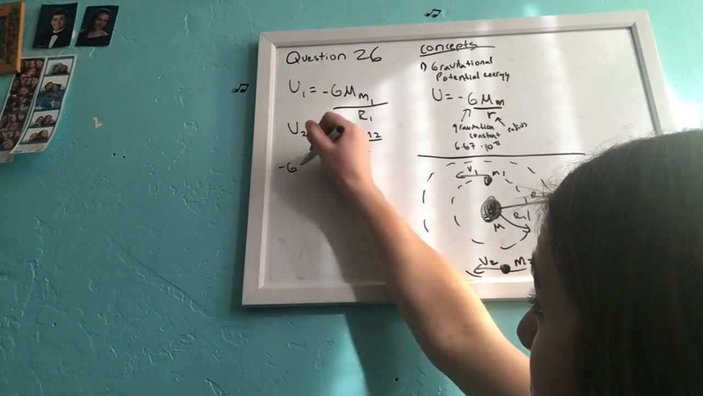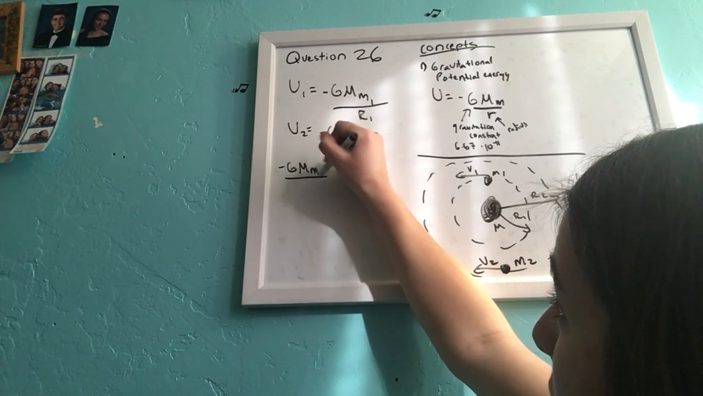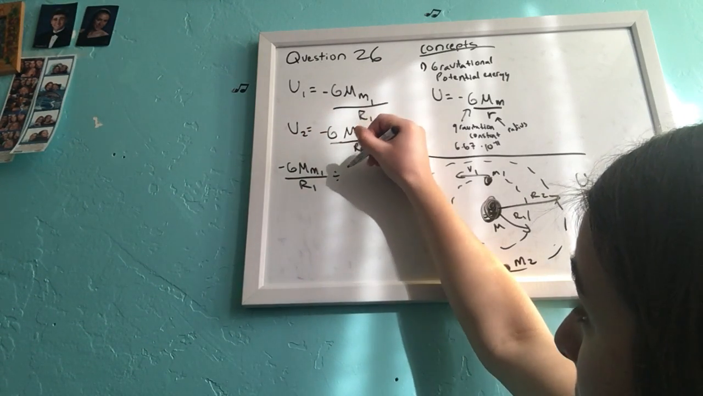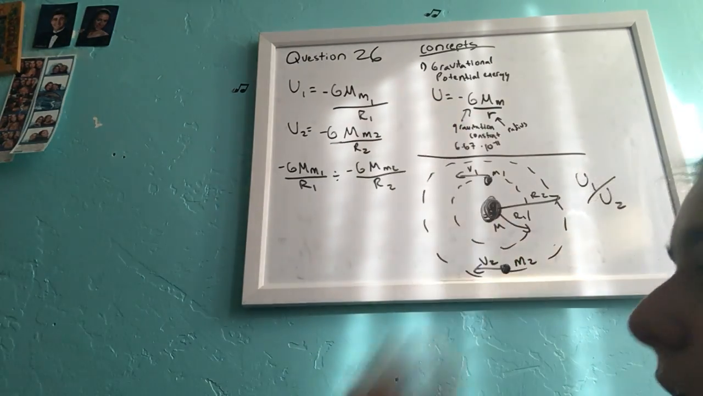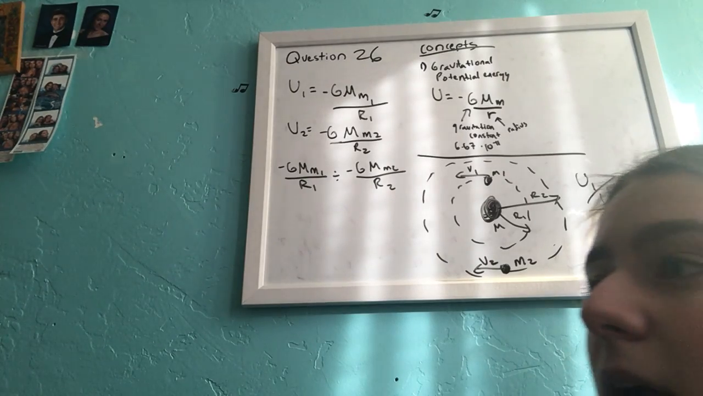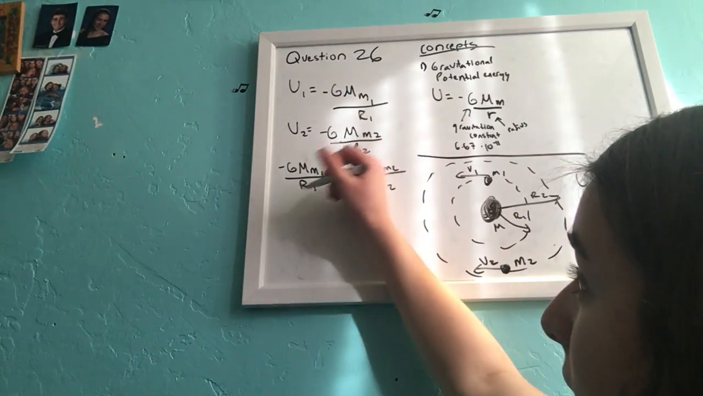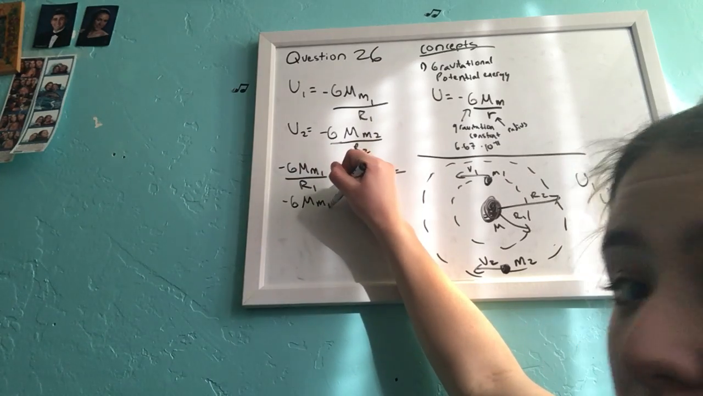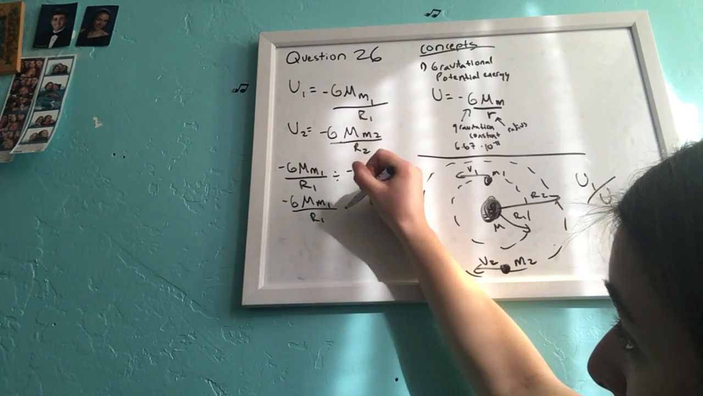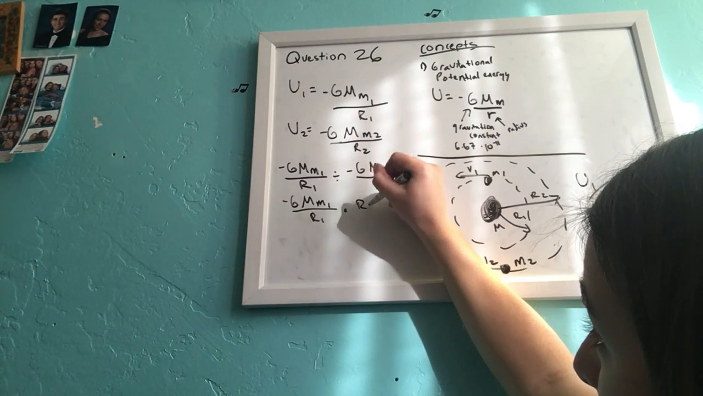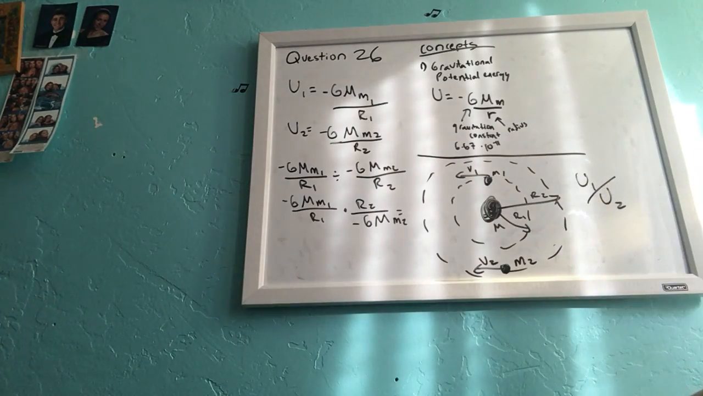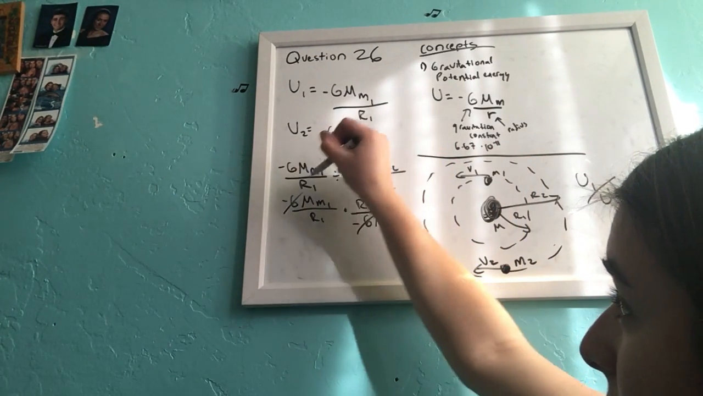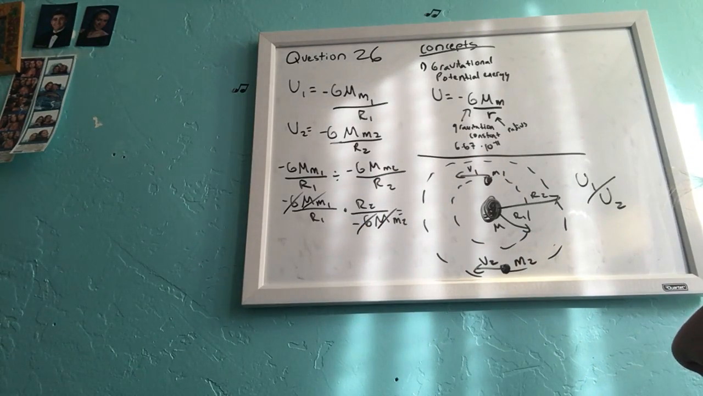So we're going to do negative GMM1 over R1 divided by negative GMM2 over R2. And another way to do division is to multiply by the reciprocal. So we can do negative GMM1 over R1 times, flip it, R2 over negative GMM2. So we can do some canceling. We can cancel the negative GM's that are the same, and then we can multiply out.